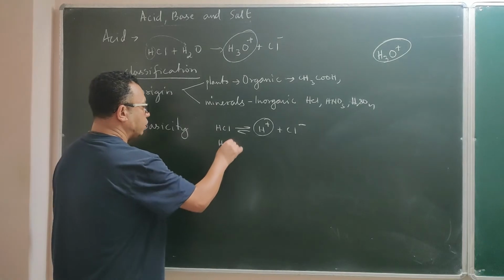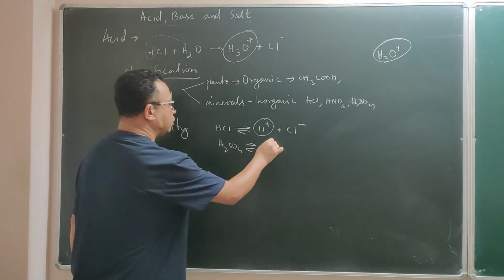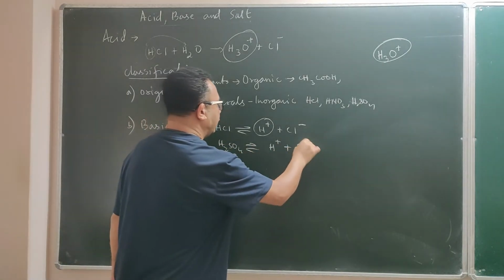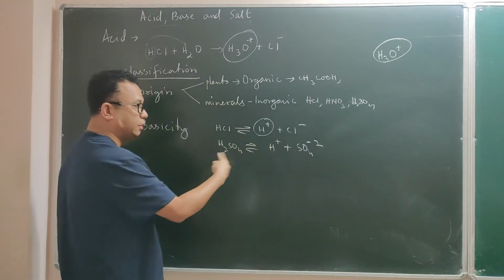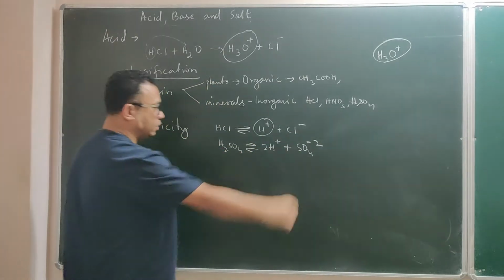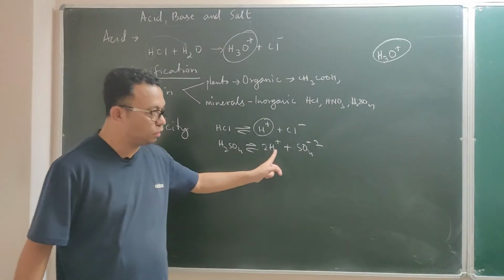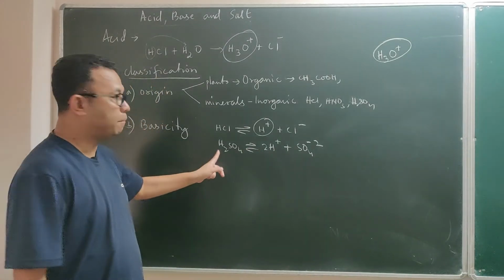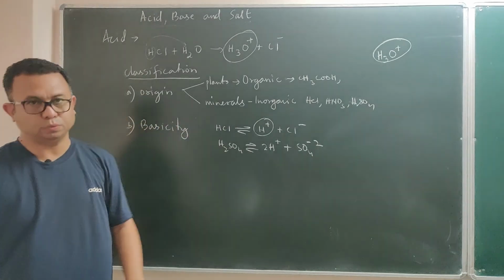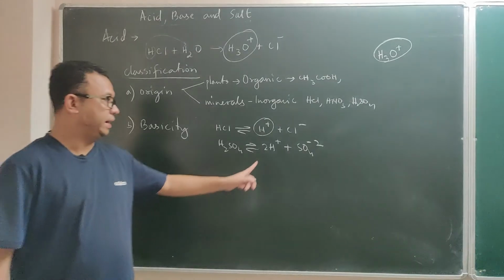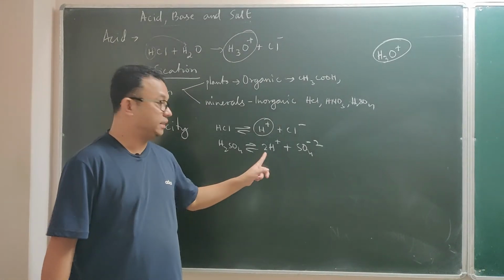Whereas if I am talking about sulfuric acid, when sulfuric acid breaks, it will also give you H plus and sulfate ion. But if I have to balance the equation, then two hydrogens are there, so I have to write here 2. So that means for one molecule of sulfuric acid, it is giving you 2 hydrogen ions. Then we say the basicity of sulfuric acid is 2, or we say it is a dibasic acid. Sulfuric acid is dibasic.